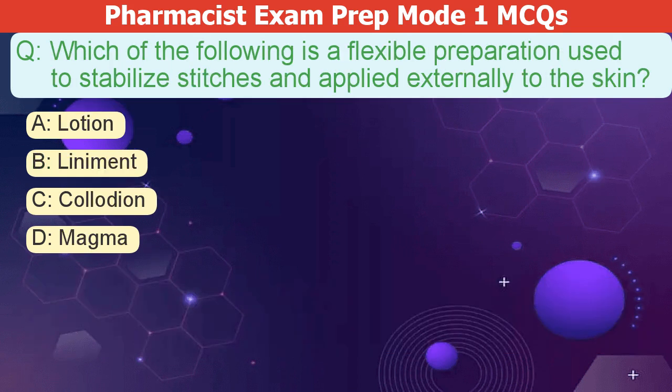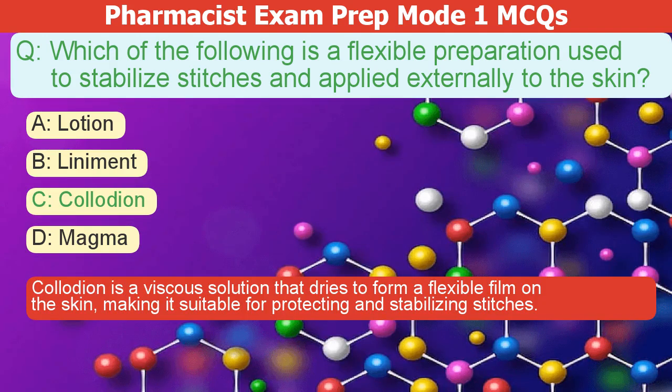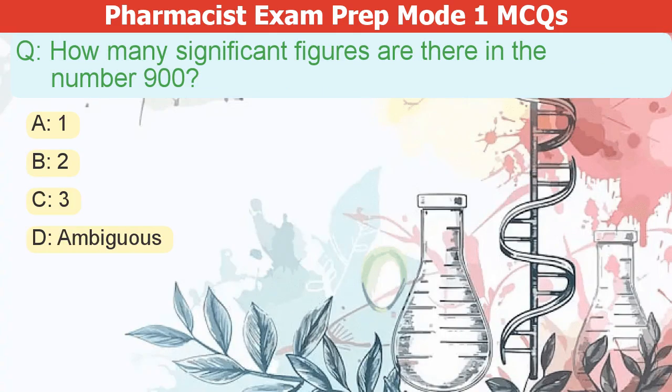Which of the following is a flexible preparation used to stabilize stitches and applied externally to the skin? A. Lotion. B. Liniment. C. Collodion. D. Magma. The correct answer is C. Collodion is a viscous solution that dries to form a flexible film on the skin, making it suitable for protecting and stabilizing stitches.